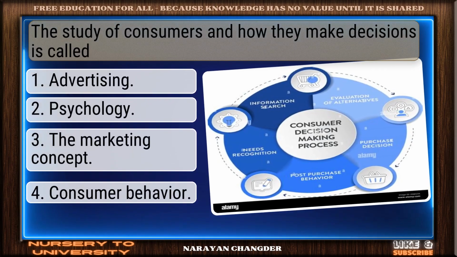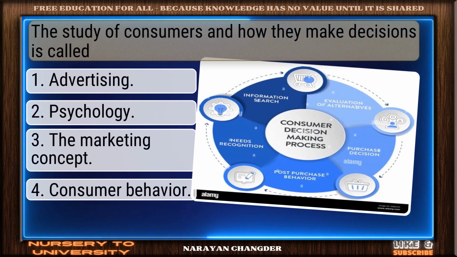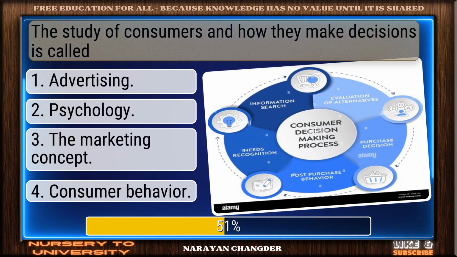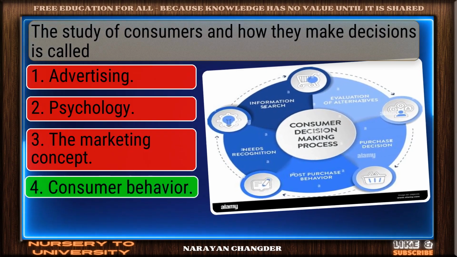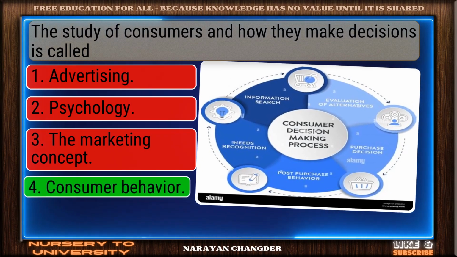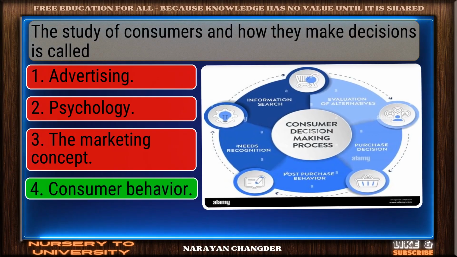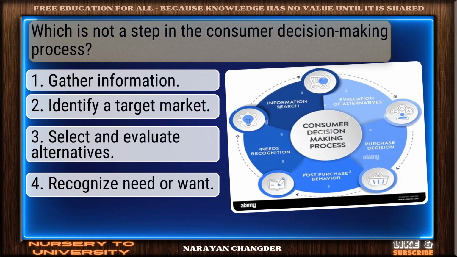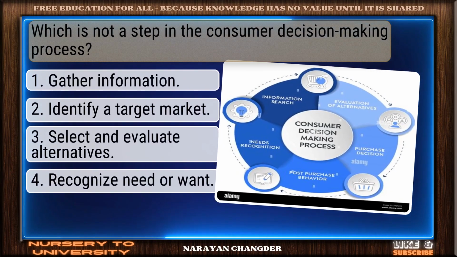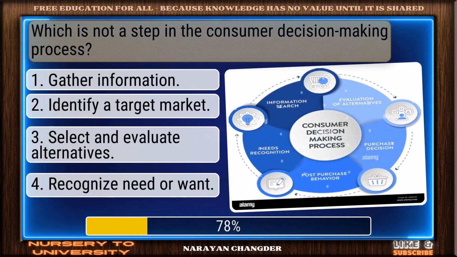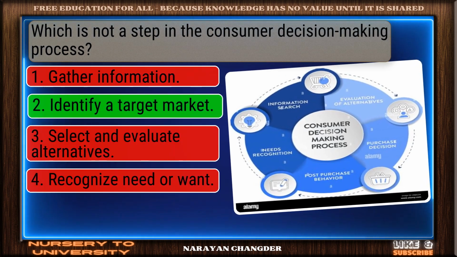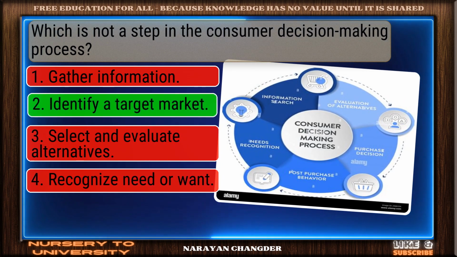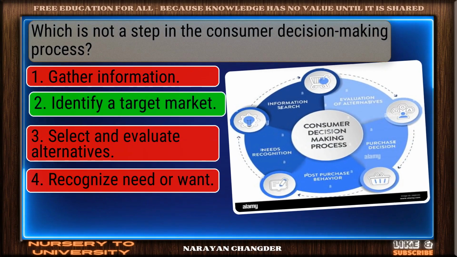The study of consumers and how they make decisions is called dash. Smart pick. Consumer behavior is the correct choice. Which is not a step in the consumer decision-making process? Correct response. Identify a target market is the most accurate answer.